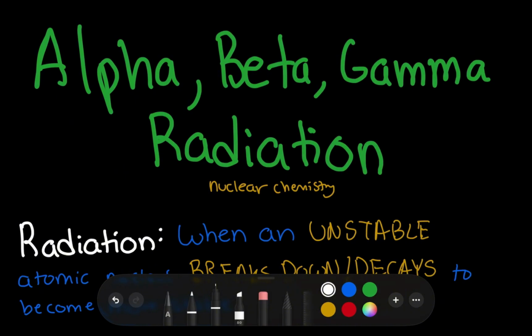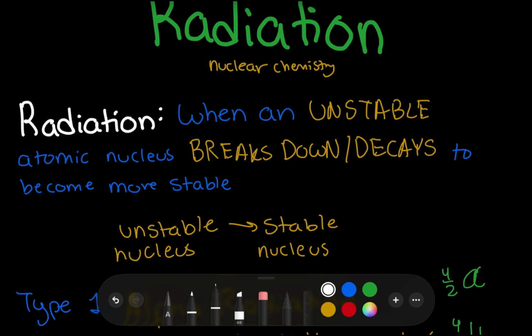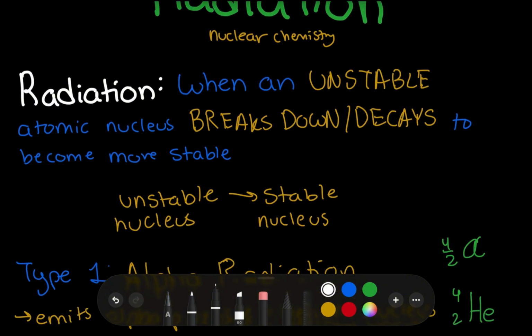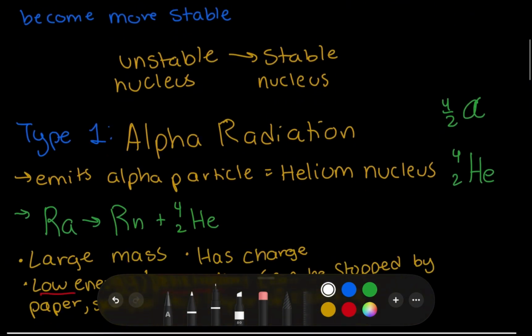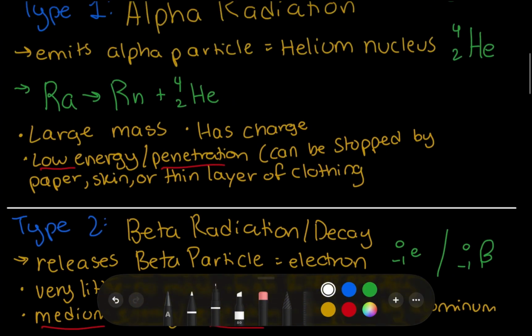Today we're going to be talking about alpha, beta, and gamma radiation in nuclear chemistry. So to start off, radiation is when an unstable atomic nucleus breaks down or decays to become more stable. So it's just when an unstable nucleus is producing a stable nucleus. Now there are three types of radiation. There's alpha radiation, beta radiation, and gamma radiation.